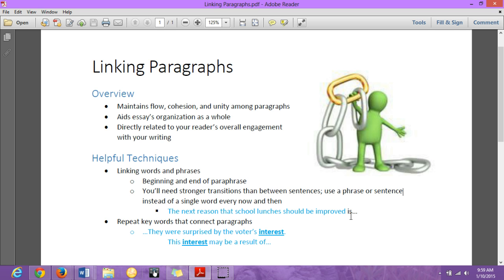It also directly relates to your reader's overall engagement with your writing and with your essay as a whole. So within each paragraph, you want to make sure that your reader follows from point A to point B, but you also have to keep your reader engaged in moving from paragraph to paragraph in your essay. So here are some helpful techniques that are very similar to the techniques for linking sentences. You want to use linking words and phrases, and I've already provided those sample resources for you, so make sure you use those transition lists. And you would use most of those at the beginning or the end of a paragraph.